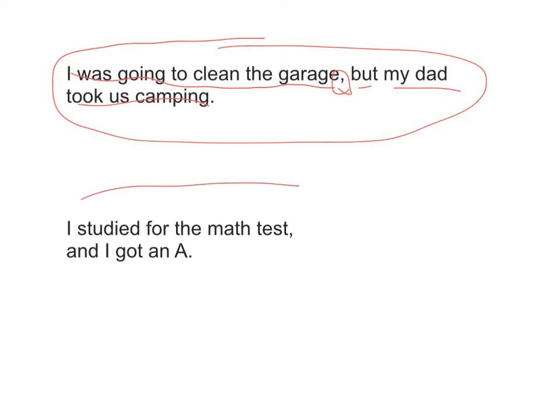Look at this example. I studied for the math test and I got an A. Again, I studied for the math test. That could be a simple sentence. I got an A. That's a simple sentence. Put it together into one sentence and you have a compound sentence.